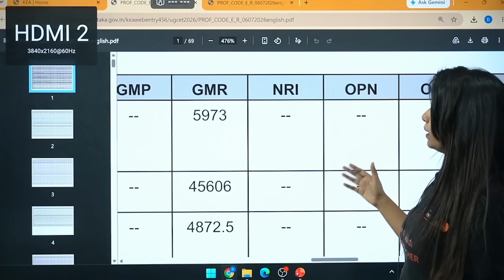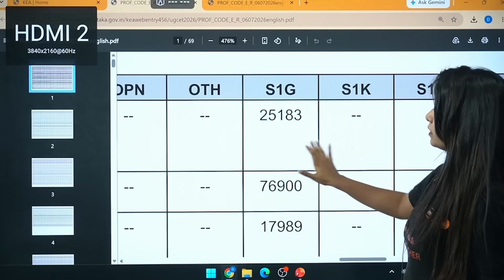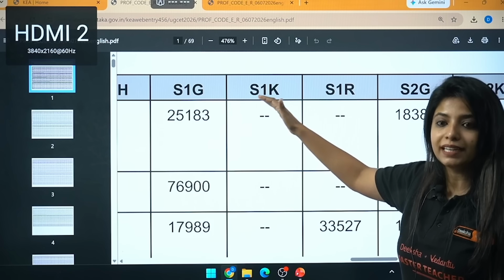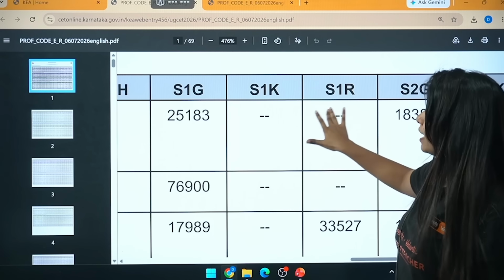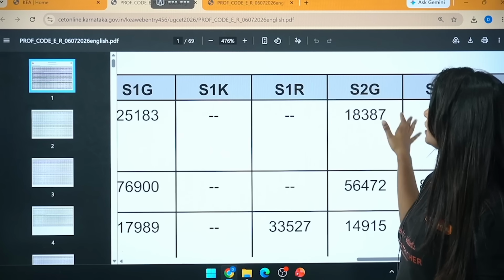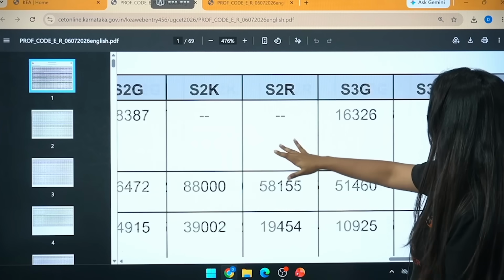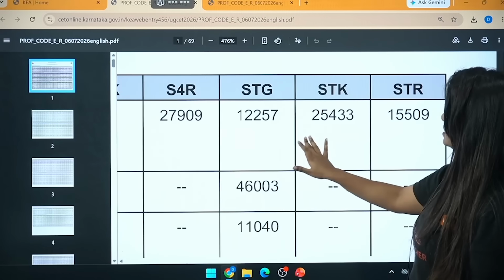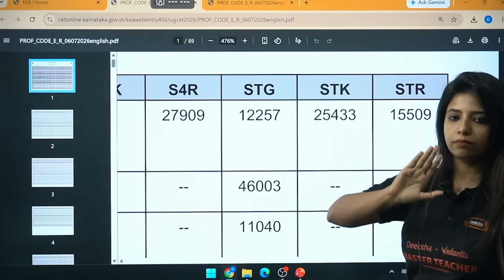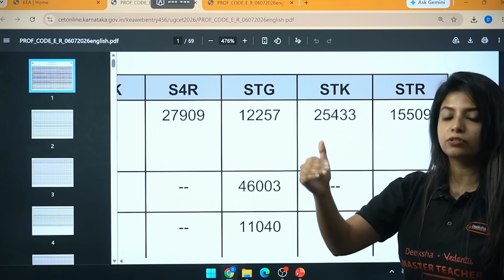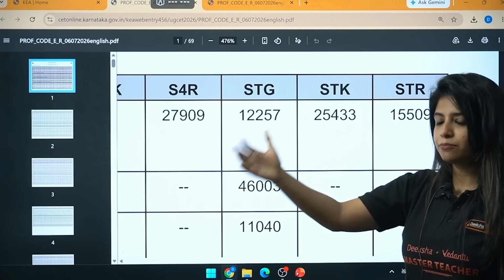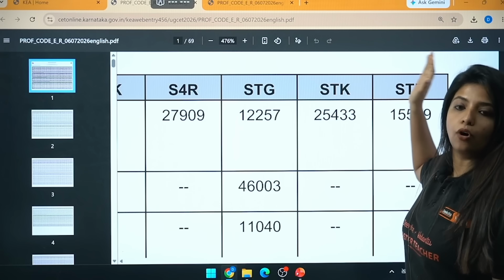So this year, the new addition that has come up is basically sub-categorization. Internal reservation is there in SC, so that is being clearly mentioned over here: S1K, S1R, S2G, S2K, S2R, like that. So please look into it. And there is ST also. So ST is right over here. STG means scheduled caste and scheduled tribe children who have not claimed Kannada or rural medium quota.